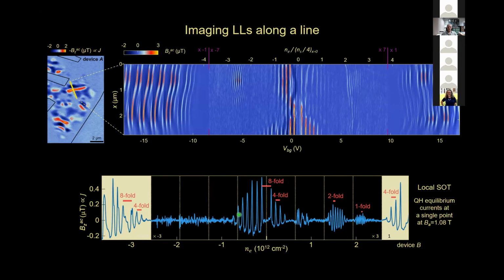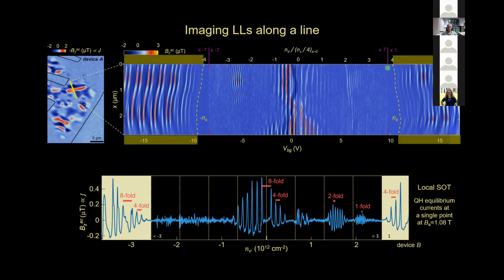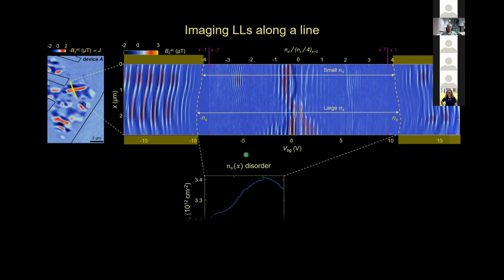So whenever an incompressible strip is under our tip, we get a sharp peak. So these are the peaks. But now we see that the position of the incompressible strips is position dependent. So we can use the same trick of counting the Landau levels. We can determine the local ns. So this is the local ns as a function of position. So the distance between these two lines is twice ns. So here the distance is smaller, namely we have smaller ns here and larger ns here. And we can just read out ns directly from this plot.